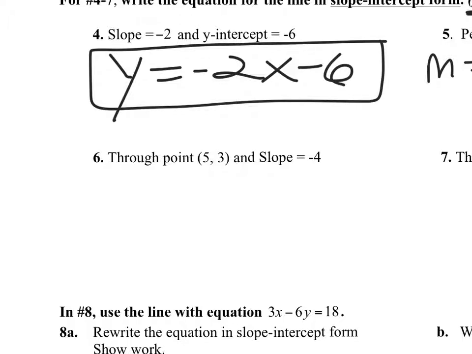X is not 0, x is 5. Totally different. Even plot it. Plot that point: 1, 2, 3, 4, 5, 1, 2, 3. Is that the y-intercept? No. But people will say it is. Drives me crazy.